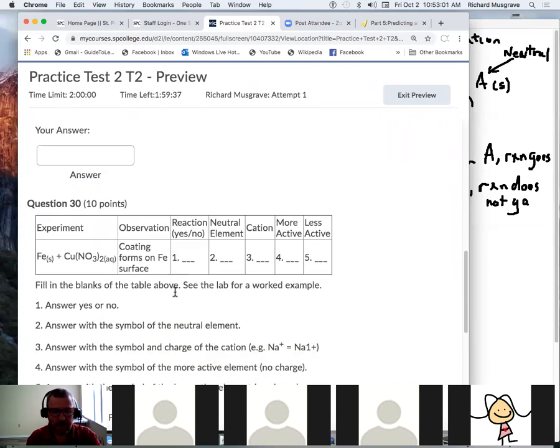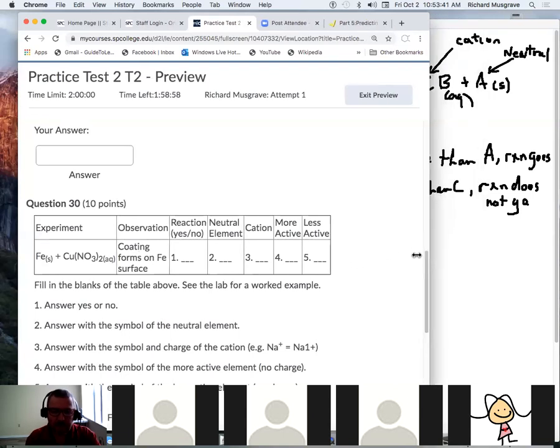Okay, so here's an example. So this is a single displacement. And what I have here is the experiment, which gives you the neutral and the cation. So you can see the neutral would be Fe and the cation here would be Cu. The observation here will tell you whether or not a reaction occurred. So anything in here that indicates that a reaction occurred will tell you that yes, a reaction occurred. If you see the words no reaction or no change, then that would indicate no reaction occurred.